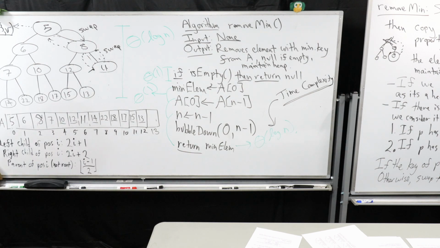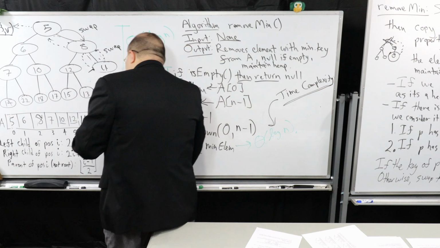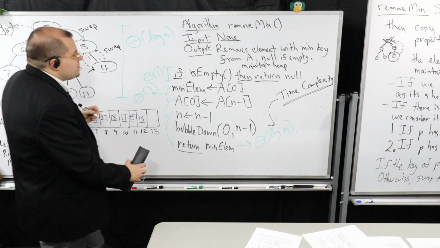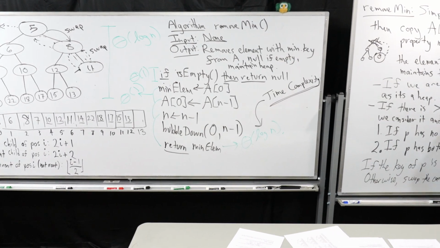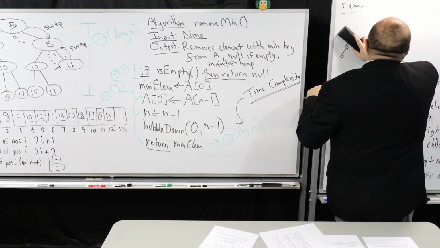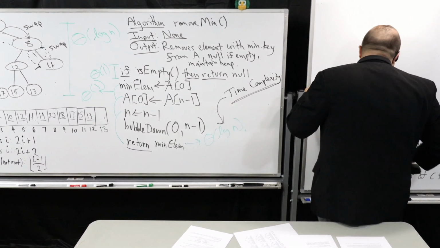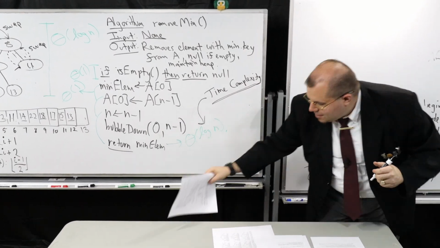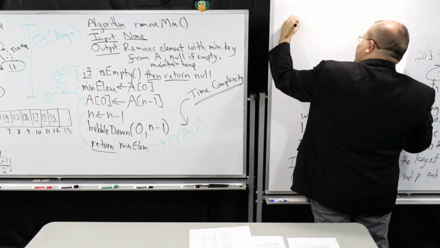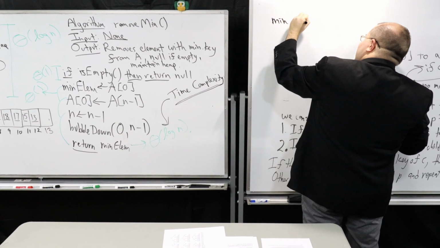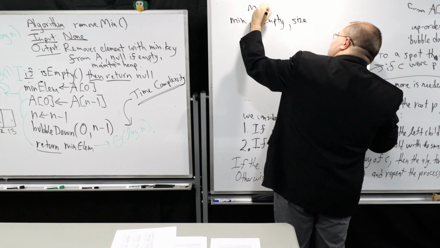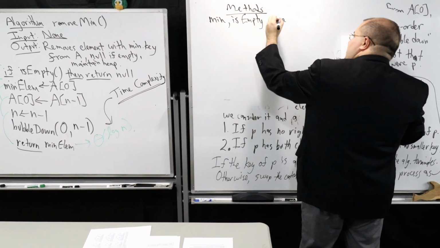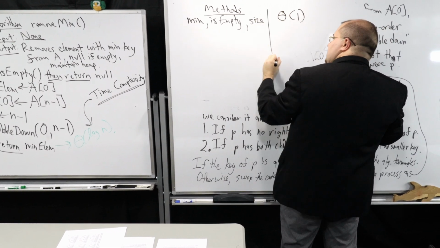Now I just want to summarize this, seeing as this is actually the perfect place for me to do this. Let me just do it over here. I want to draw you one quick table and then we're done for today. So just a summary. Min, is empty, and size. If I look at my methods, all of these can be done in constant time.